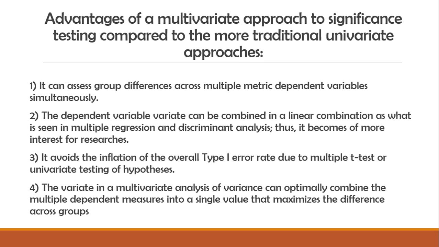3. It avoids the inflation of the overall type 1 error rate due to multiple t-tests or univariate testing of hypotheses. 4. The variate in a multivariate analysis of variance can optimally combine the multiple dependent measures into a single value that maximizes the difference across groups.